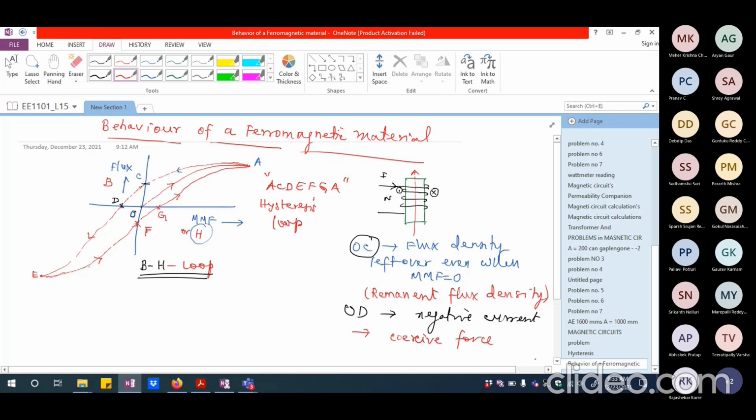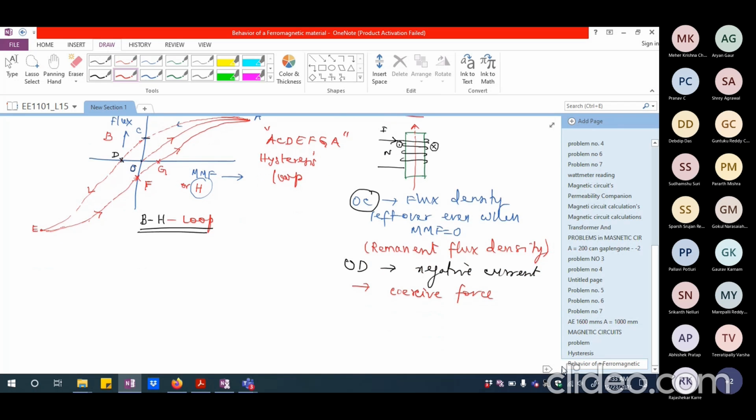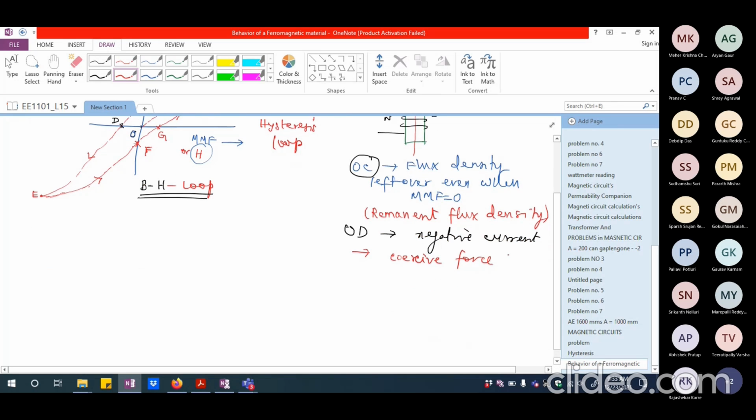So why does the behavior of a ferromagnetic material differ from that of a non-ferromagnetic material like air or vacuum or wood or something like that? So let us try to look at the behavior of ferromagnetic material, why it is different from that of the rest of the kinds of material.